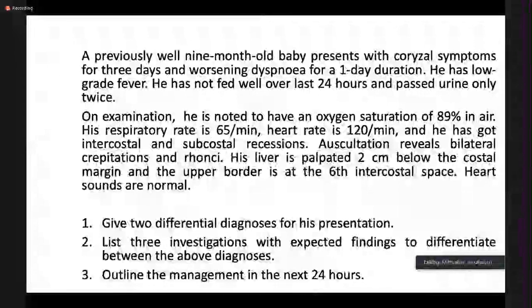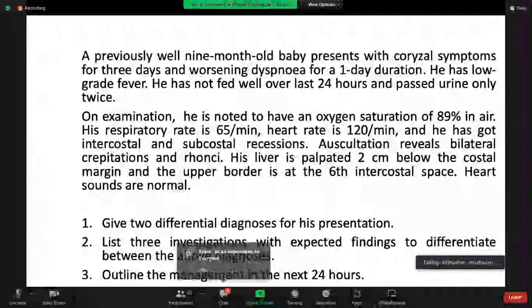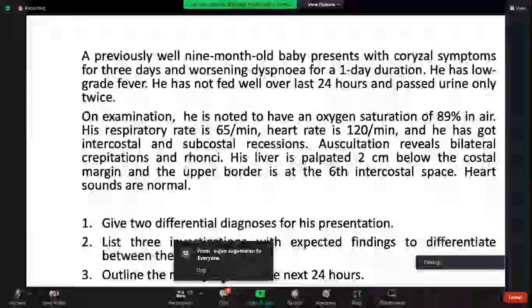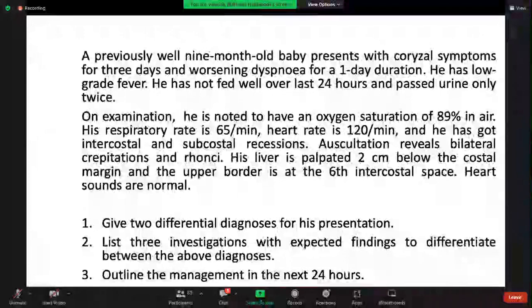And the child was not fed well over the last 24 hours, madam. Outline the management. Sorry, Putta, I didn't catch you. Since, madam, the child was not fed for the last 24 hours, I have to check for dehydration of the child and hydrate the child. Okay, how would you hydrate now?